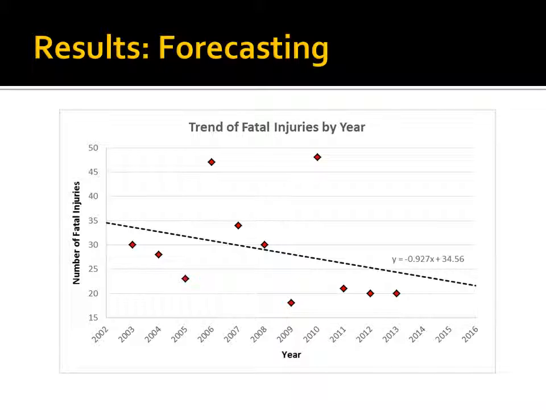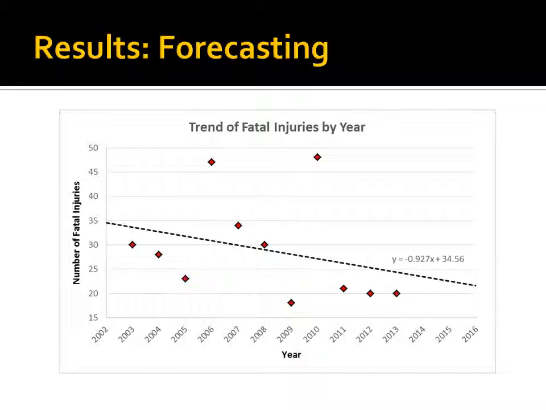And just another thing I wanted to point out is that in order to obtain even more hard evidence for the statement that this is a constantly decreasing trend, we can go ahead and do a couple of calculations for the 2014 through 2016 years. By taking the equation y equals negative 0.927x and multiplying it by 12, which would be the term in which 2014 falls in, 11 being 2013, so 12 would be 2014, plus 34.56, we yield a value of 23.44.